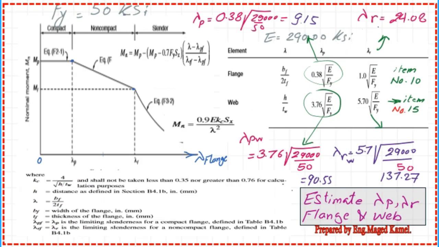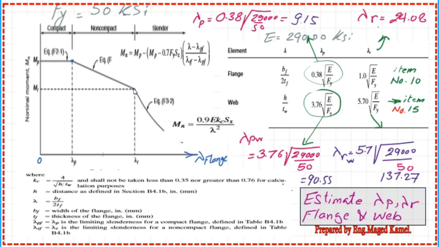We will move to the next slide. The graph is shown on the left side of the slide. It represents the relation between lambda flange and the nominal strength M sub n. This is the value of lambda sub p. At the plastic range, we have the nominal strength equal to M plastic, which is equal to F yield multiplied by Z sub x, while at lambda r, we have M sub r equal to 0.7 F yield multiplied by S sub x.